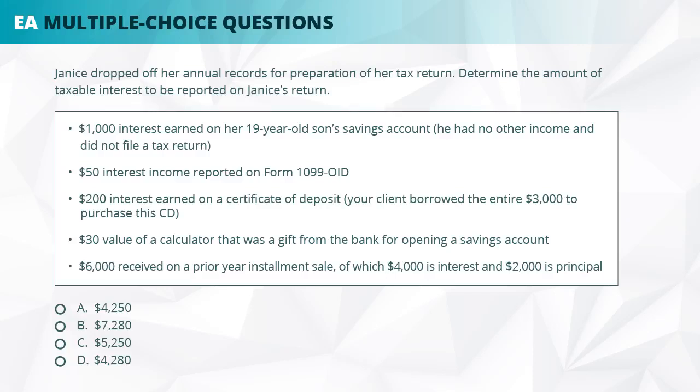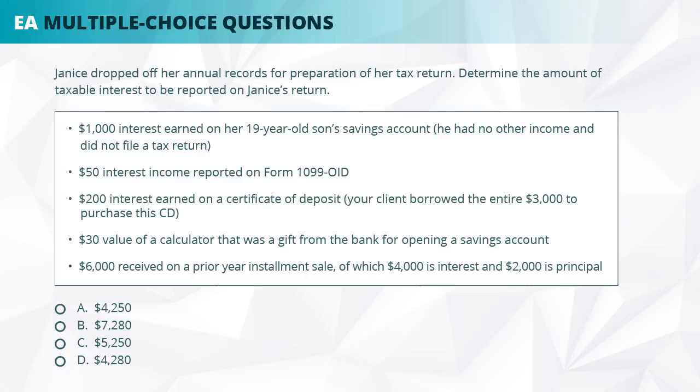Janice dropped off her annual records for preparation of her tax return. Determine the amount of her taxable interest to be reported on Janice's return. $1,000 interest earned on her 19-year-old son's savings account. He had no other income and did not file a tax return.